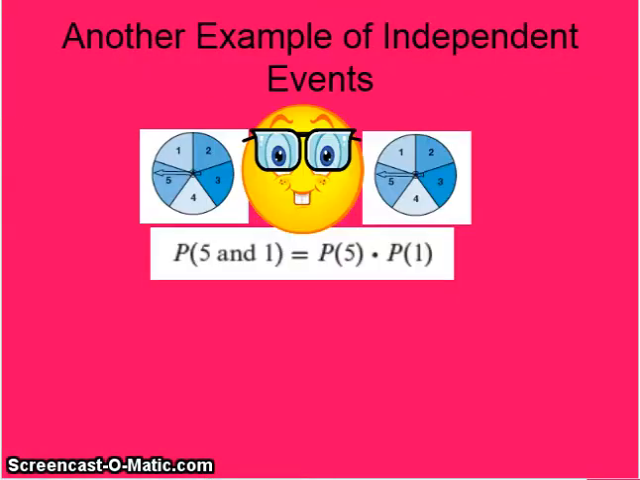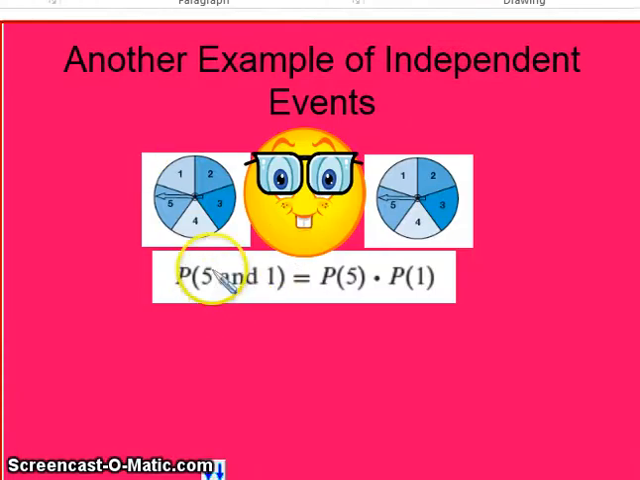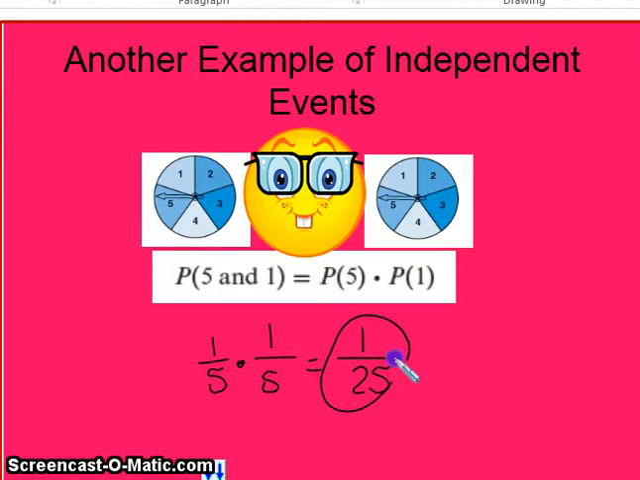Here's another example of independent events. What would be the probability of spinning a 5 and then spinning a 1? The first spin has no effect on the second spin, so that makes them independent events. In order to find the probability of both of those things happening, we would find the probability of spinning a 5, which is 1 out of 5, and then multiply it by the probability of spinning a 1, which is also 1 out of 5. 1 times 1 is 1. 5 times 5 is 25. So the probability of spinning a 5 and then a 1 would be 1 out of 25.